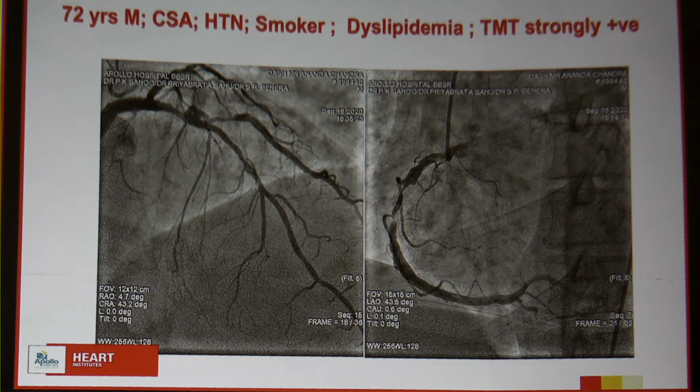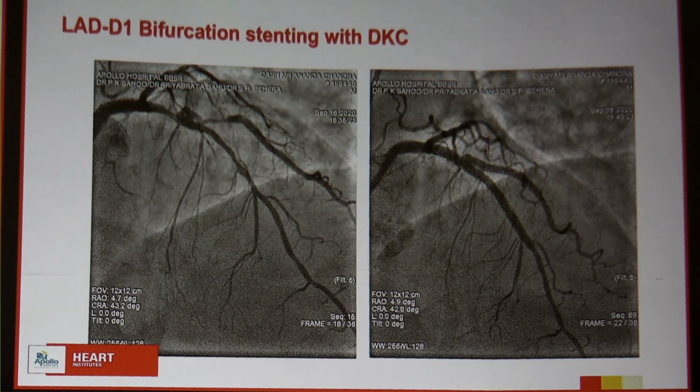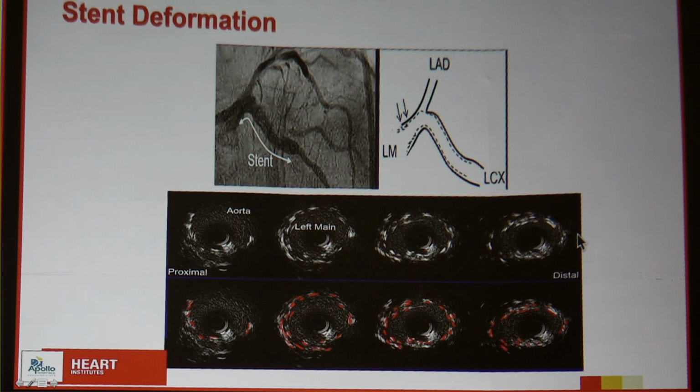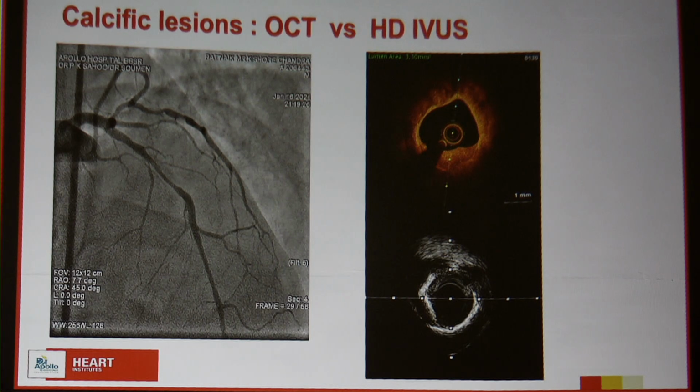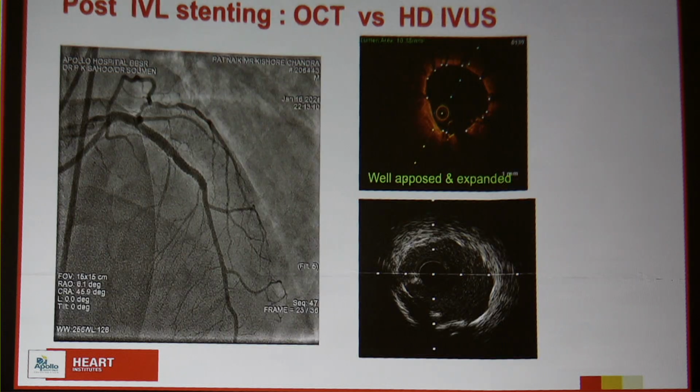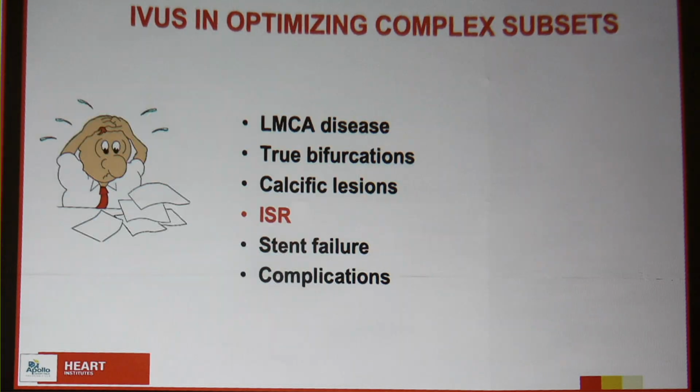Now let me take a DK crush where you can see that this was a double vessel disease. You can see the LAD and the diagonal, and here you can see that the LAD and the diagonal are all flowing well, and these images are almost comparable to the OCT. Just 2 minutes more. Finally, stent deformation can be known. Calcific lesions, as I told, this was a very calcific lesion, and you can see I had compared both the OCT and the IVUS, and you can see the cuts are very well visible also on the IVUS. So this demonstrates the use of it, and finally the well expanded stent.